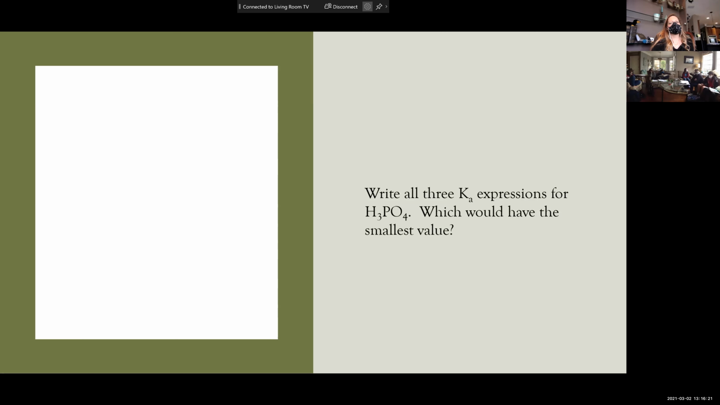The steeper it is, the more obvious it is. I was just curious with this one. I tossed it in there to see what anybody got. Did anybody get these, the three Ka expressions? Yeah, we looked them up. Did you look them up? Yeah. Okay, I think that's what a lot of people would have done.